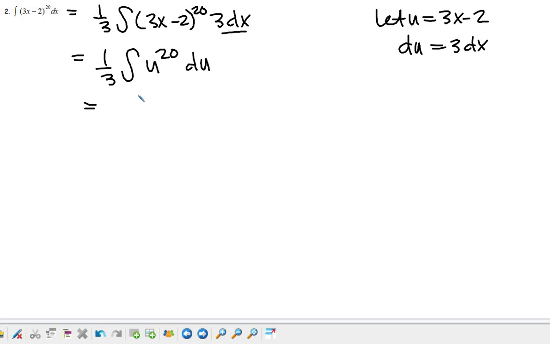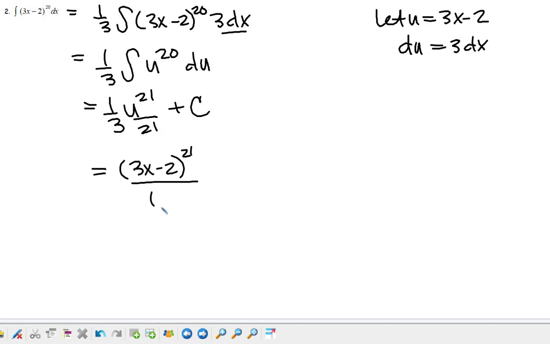Then we do normal exponential rules, power rules. So u to the 21 divided by 21 plus c. And then I need to simplify and sub my x back in. So I'm going to go ahead and sub my x back in. So (3x minus 2) to the 21st. 21 times 3 is 63, plus c.